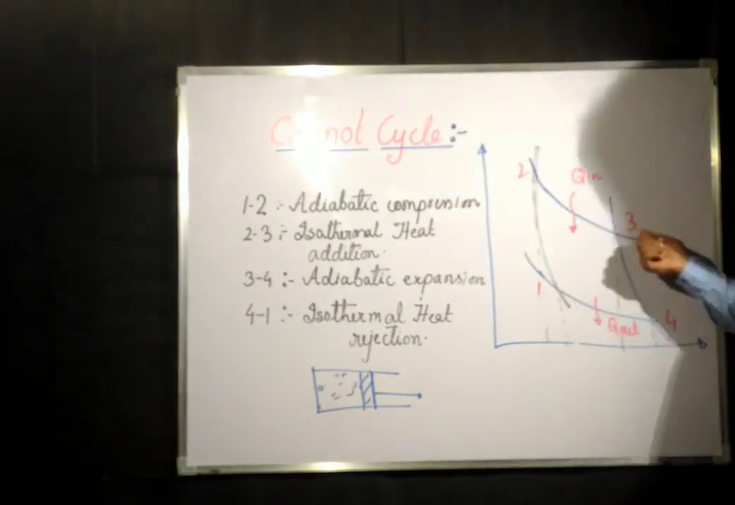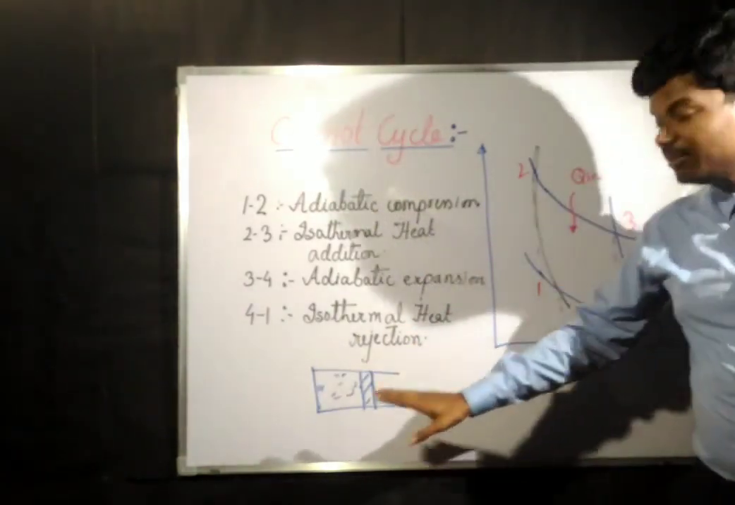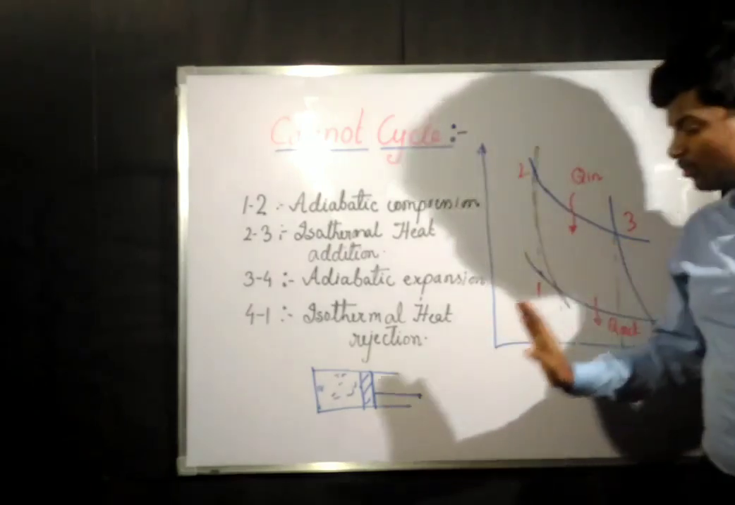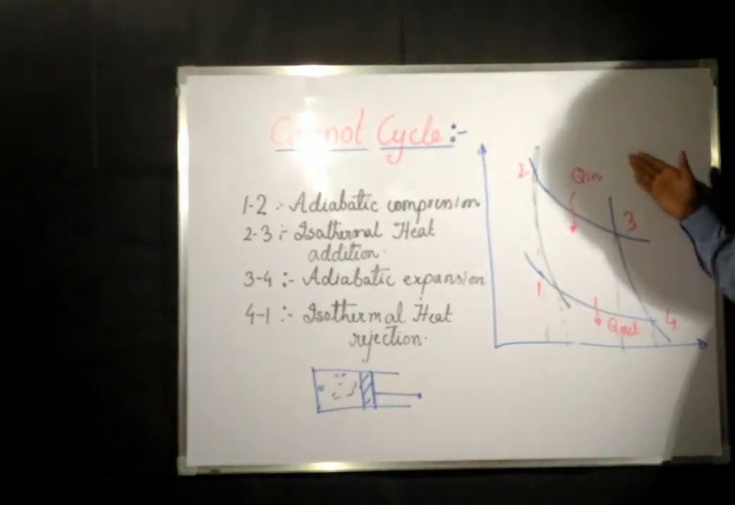Okay, so in process 2 to 3, what will happen? Some isothermal heat addition. We will give some heat isothermally. Okay, an isothermal process is going to be there. Keeping the temperature the same, we are going to give some heat.